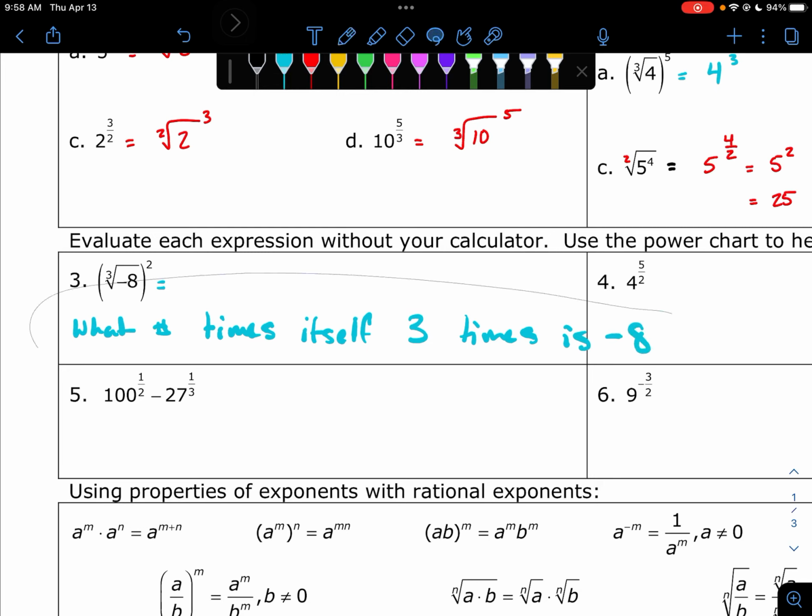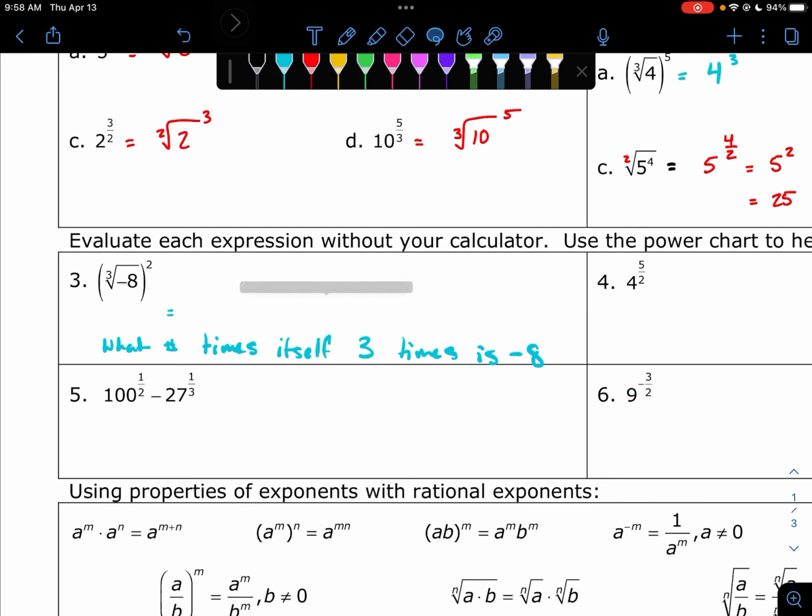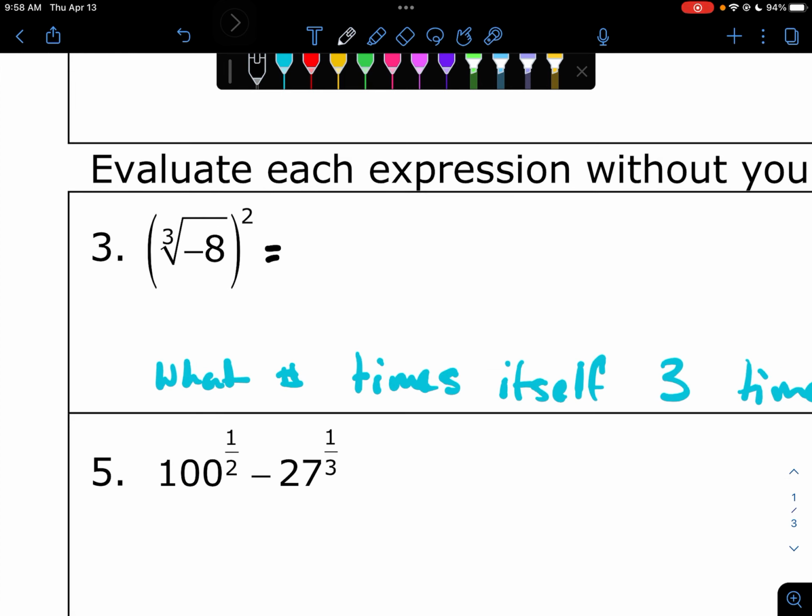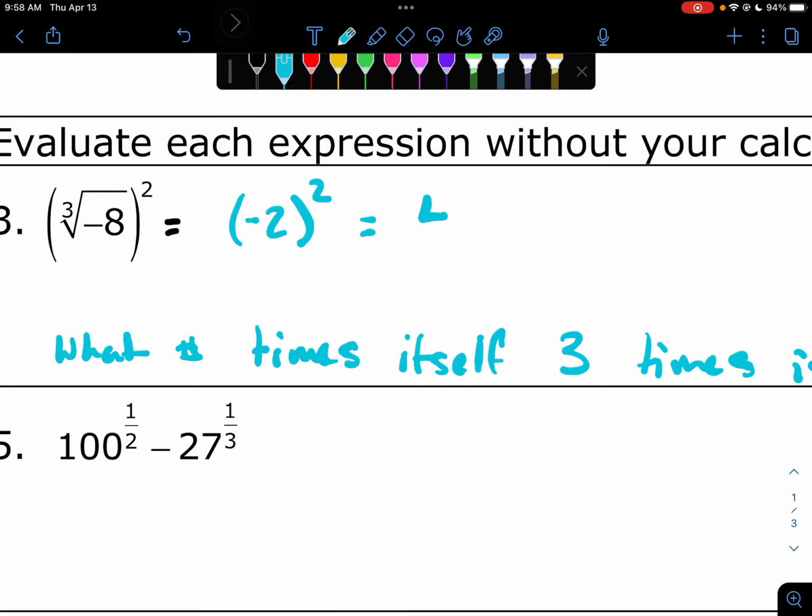And the answer to that question turns out to be -2. And it's okay that it's a negative because it is an odd power. So we have (-2) squared. And then since 2 is an even power, when I multiply -2 by itself, I get positive 4.